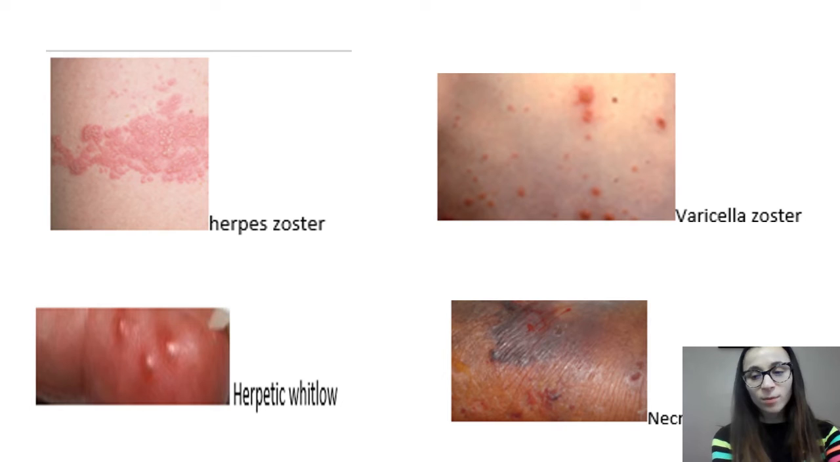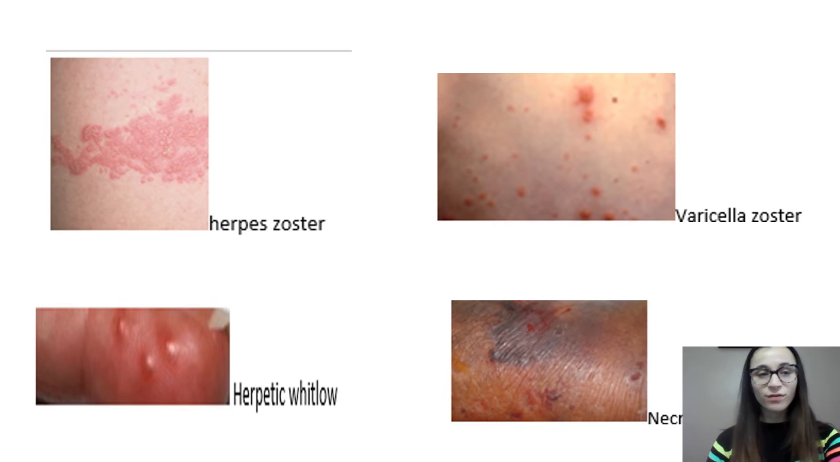Next one, in the top upper right corner, is varicella zoster. Varicella zoster is chickenpox. Symptoms of chickenpox, besides fever and sore throat, are that after 24 hours, you're going to start getting itchy vesicular lesions. The key here is that they're going to be in different stages of healing. In the picture, some of them are bigger, some are smaller, all different stages of healing.